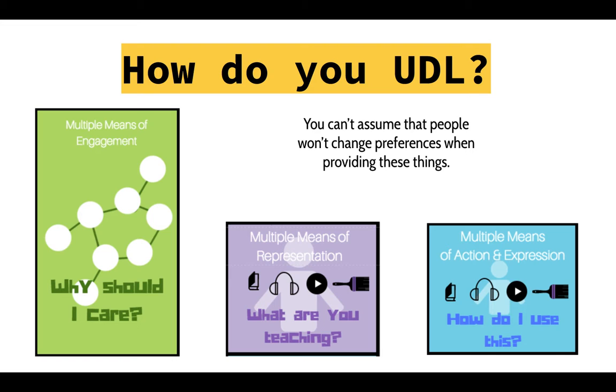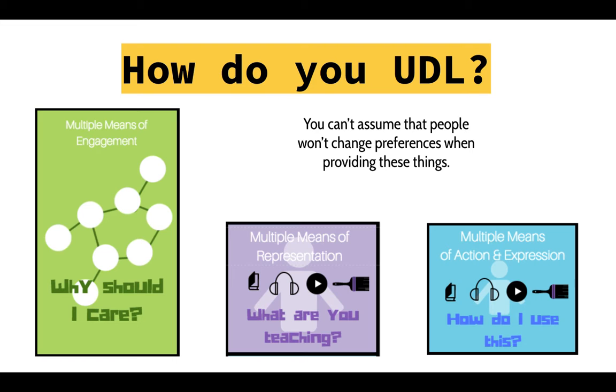When we talk through multiple means of engagement, that's really where we should start because it answers the question for the students and the teachers and the learners, why should I even care about this? This is making connections. This is engaging in ways that provide different levels of engagement, whether that's group work or allowing choice.